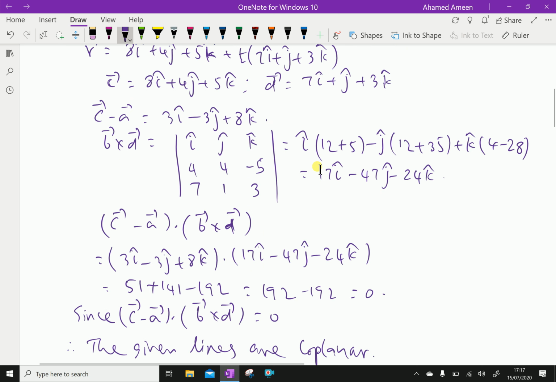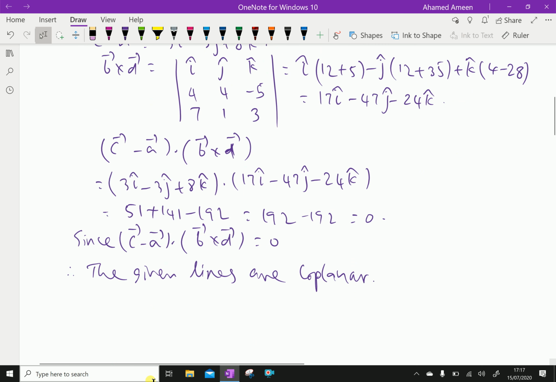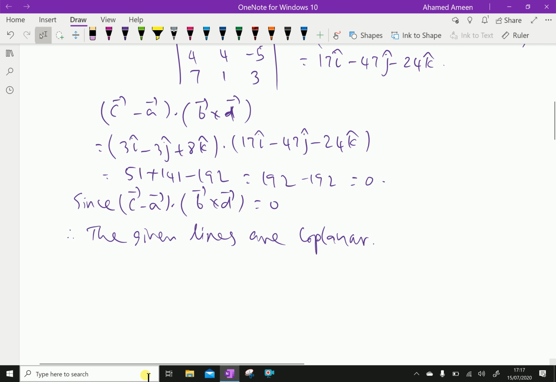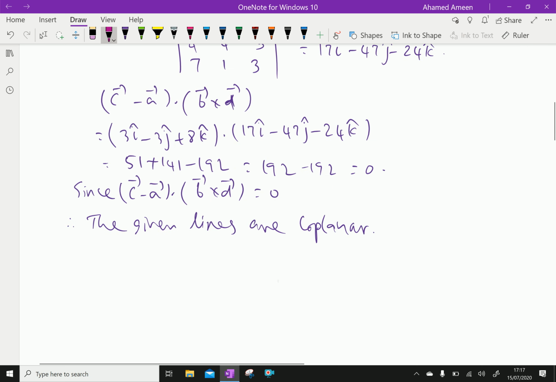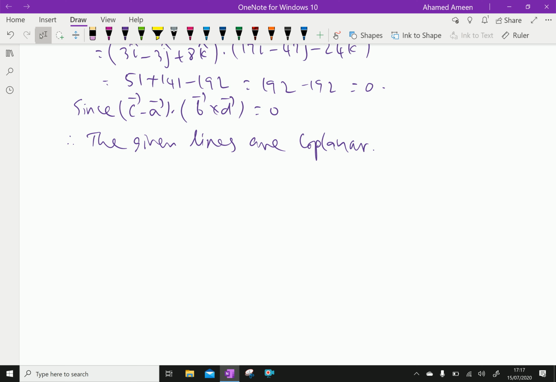Next, the condition: find the vector equation of the plane in which they lie. We have to find that plane's vector equation. Now we will find the vector equation of the plane.